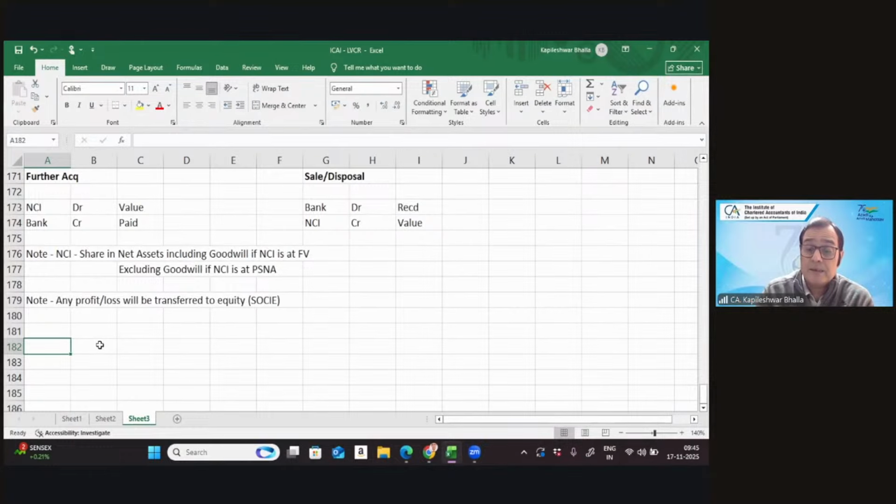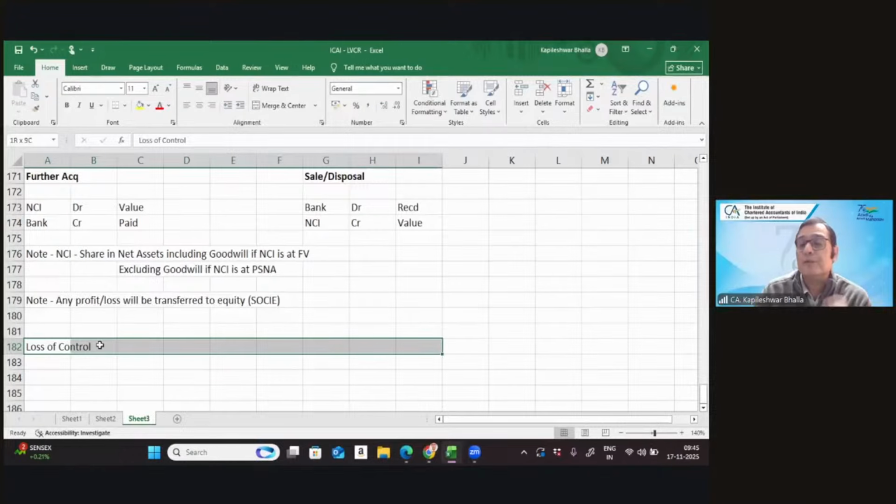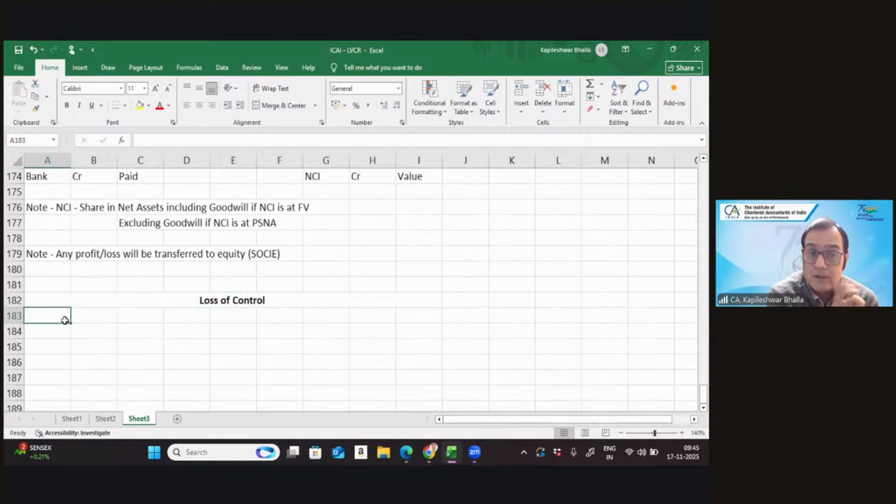Great. Now let's see if there is a loss of control. If there is a loss of control, then what do we do? I think if you've attended the lectures on a comprehensive level, you would remember that I always said it doesn't make a difference whether it is a case of a full disposal, or a case of a partial disposal resulting in a conversion to an associate, or resulting in a conversion to a passive investor. What do we need to do?